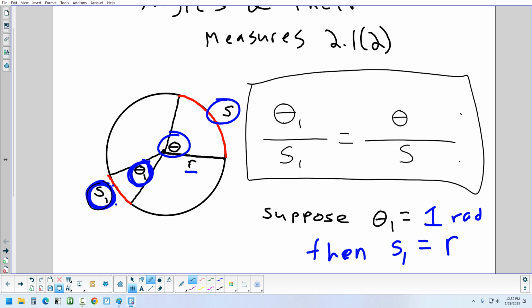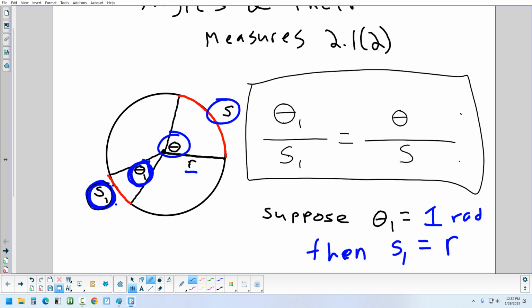Wait, so what is proportional, like 2 times, 3 times? It means that as one thing changes, the other thing changes exactly the same way. How do we know it's proportional? That's what we just looked at on the other page, right? If you double the size of the angle, you would double the size of the arc.